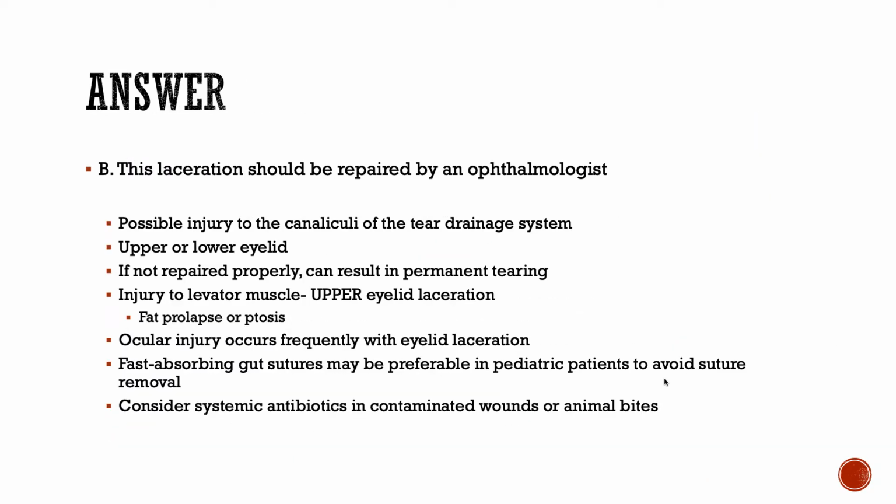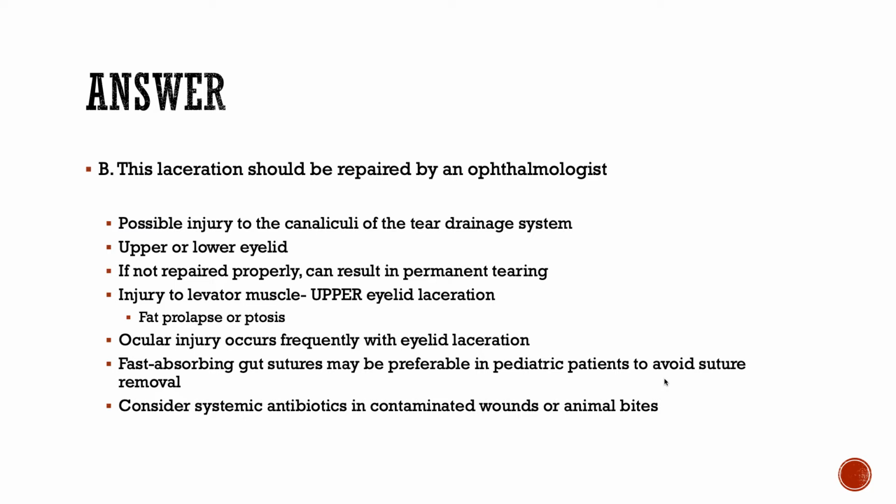Okay, here can be perfect. Again, the medial part affecting the tear drainage system, so you definitely want to get ophthalmology involved early on. And then the upper eyelid is where you'll see a levator muscle injury, not the lower eyelid. And again, if you see fat prolapse or ptosis associated with that, you're worried about levator muscle injury.